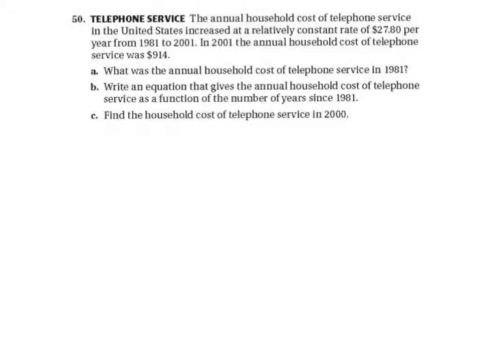Here we go. The annual household cost of a telephone service in the United States increased at a relatively constant rate. So here we are. We have a constant rate of $27.80 per year in between these years. In 2001, we're for sure that the cost was $914. Let's let that marinate. Maybe read it again.